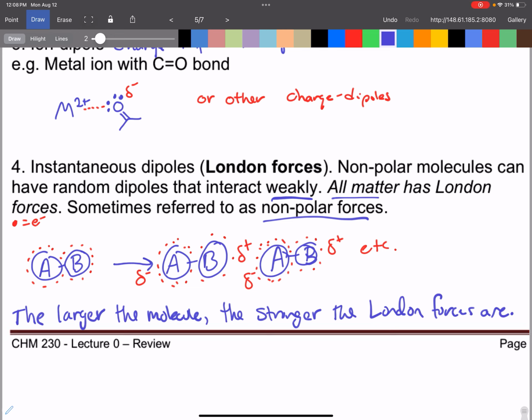The contribution of IMFs from London forces is going to be small. If A and B repeats itself over and over again, it's much bigger. You've got AB, AB, AB, or something like that. Then there's going to be a larger molecule. The London forces will be stronger.